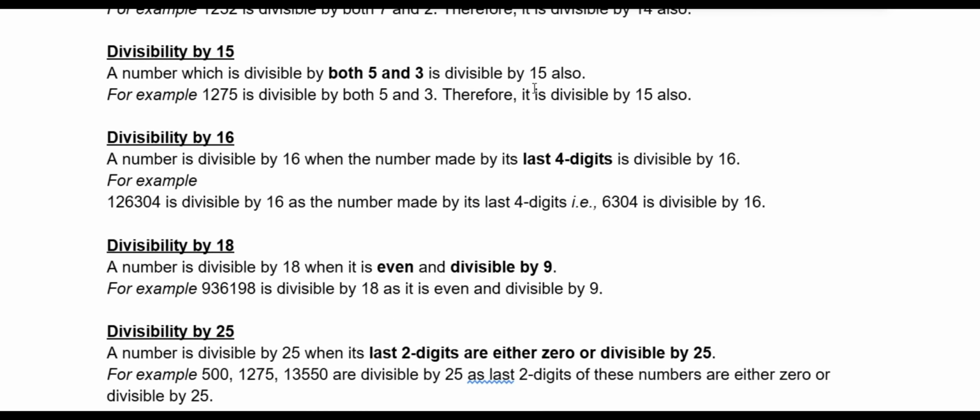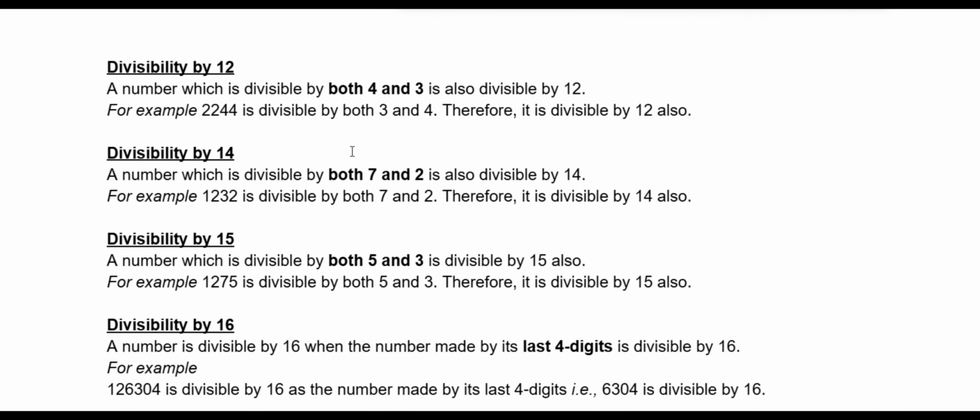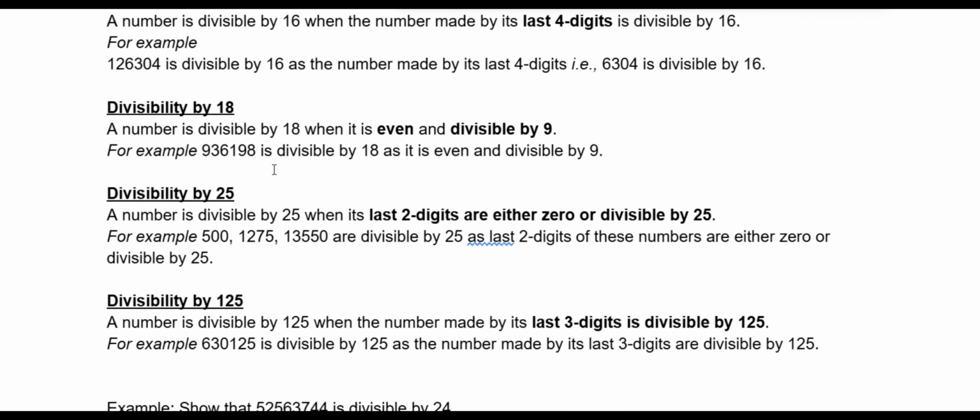9. Why these numbers? You can see 4 3s are 12, 2 7s are 14, 5 3s are 15, like that. And for 18 it is 2 and 9, 9 2s are 18. And next comes divisibility by 25. If the last two digits are divisible by 25 or either zeros, then it is divisible by 25.